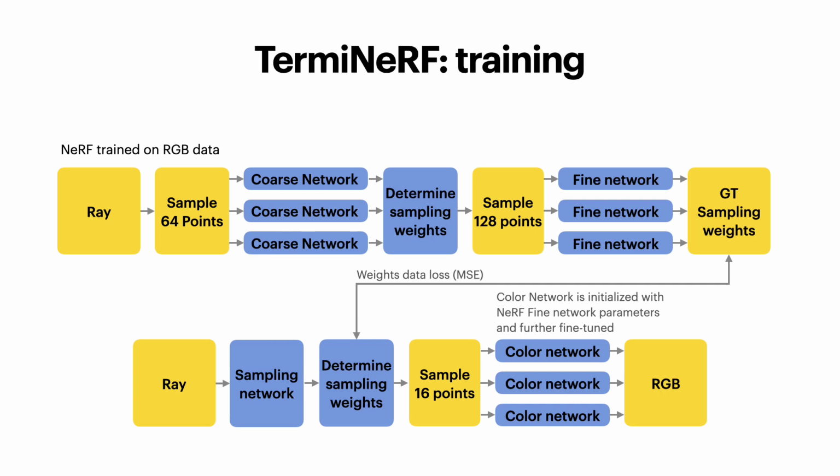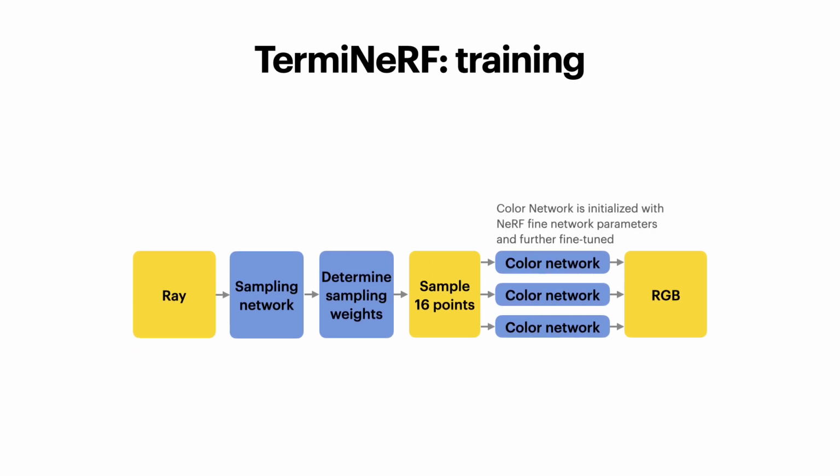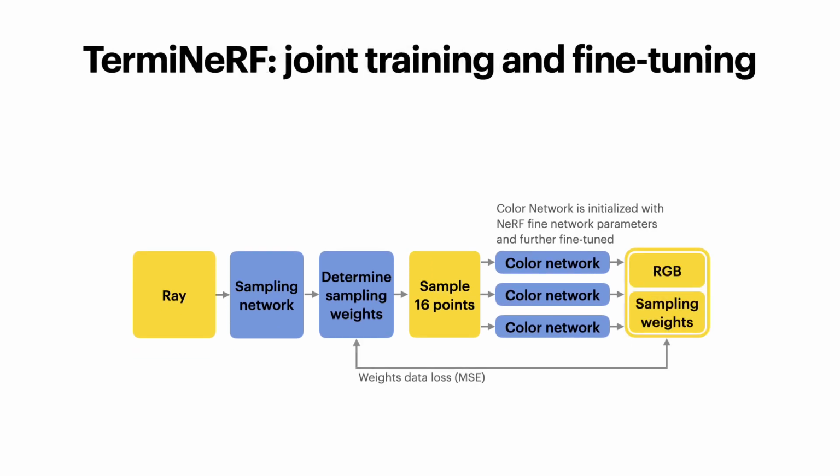This way, we make sure the color network is not wasting its capacity on locations that were previously falsely predicted by the coarse network. However, we can take the training one step further. The same way the weights were collected from the coarse and fine networks, we can collect them from the color network too and use them to further train the sampling network.